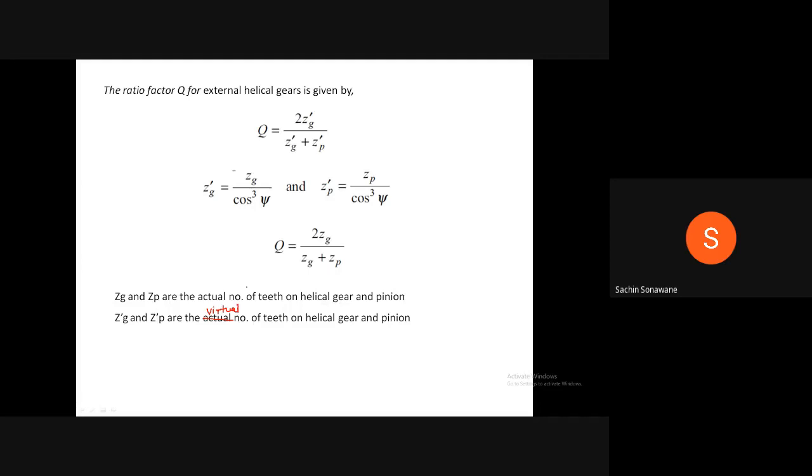Zg dash and Zp dash are the virtual number of teeth on helical gear and pinion, and Zg and Zp are the actual number of teeth on helical gear and pinion. Therefore, we know Zg dash is equal to Zg upon cos cube psi, and Zp dash is equal to Zp upon cos cube psi. If you substitute these two values in this equation, we get Q is equal to 2Zg divided by Zg plus Zp. Therefore, the equation will remain same as that of the spur gear. Q is equal to 2Zg divided by Zg plus Zp.